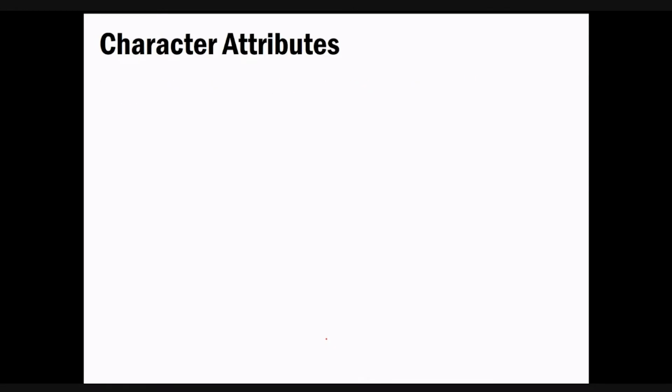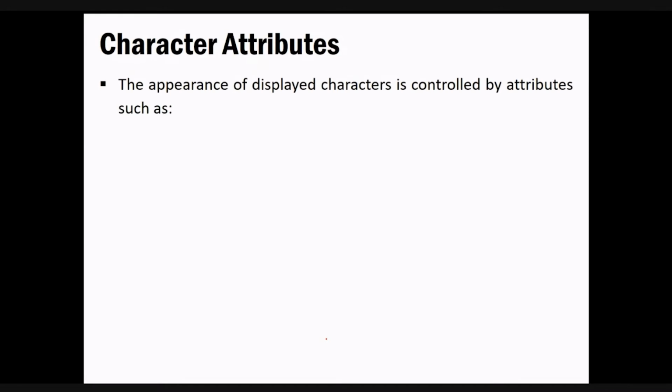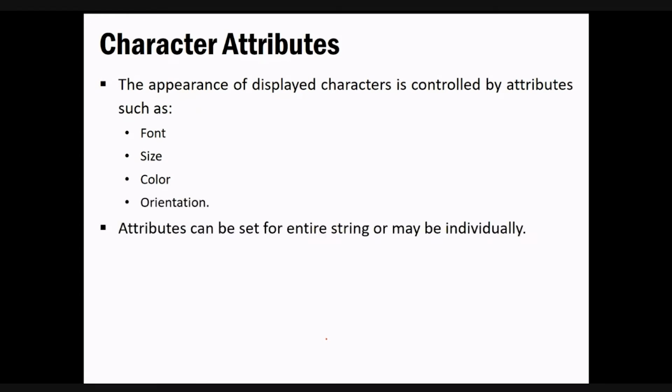Okay, so now we have one more thing, that is the character attributes. Obviously, if you are working with this kind of shapes and objects and alphabets, you would be having a few more things in the PHIGS library package. What it says is the appearance of a displayed character is controlled by attributes such as font, size, color, and orientation. Attributes can be set for an entire string or maybe individually. So you can do it for this thing.